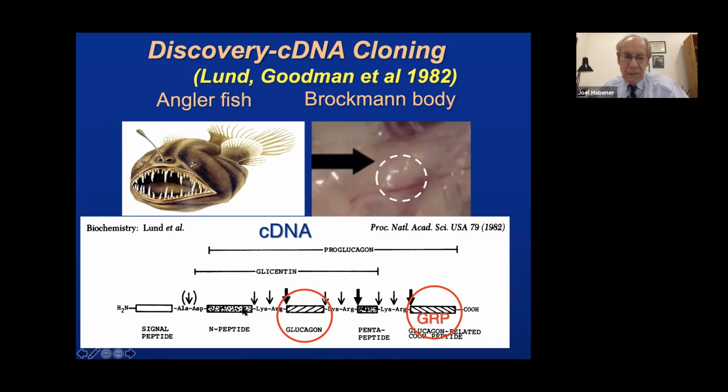Also, these peptides were all flanked by two basic residues, lysine and arginine, which are known hallmark sites for cleavage, shown by these arrows, to release the peptides from the proglucagon, the propeptide.